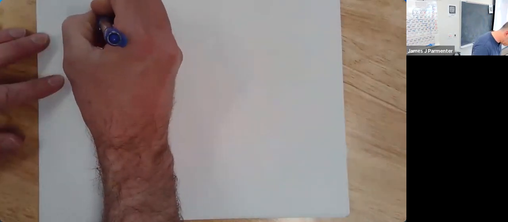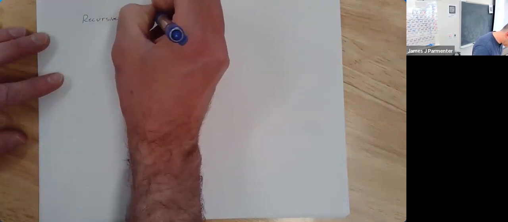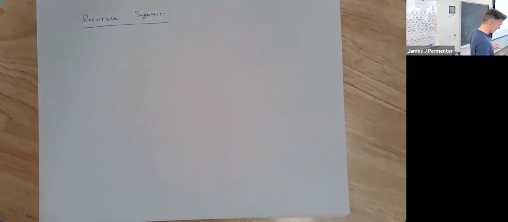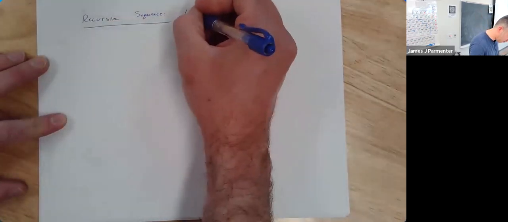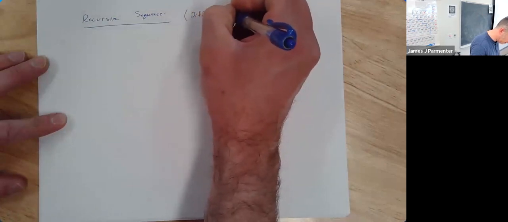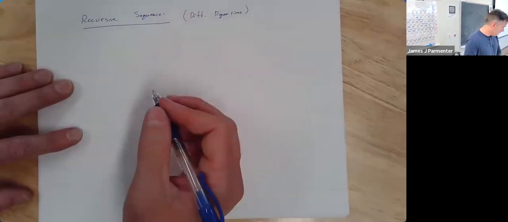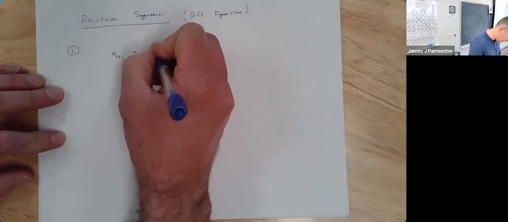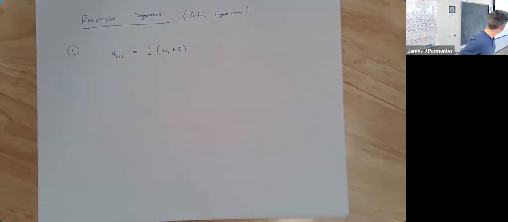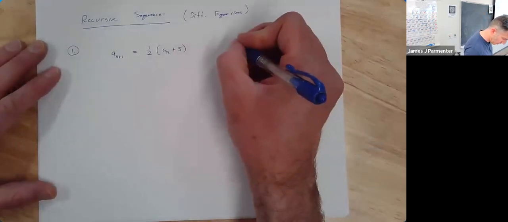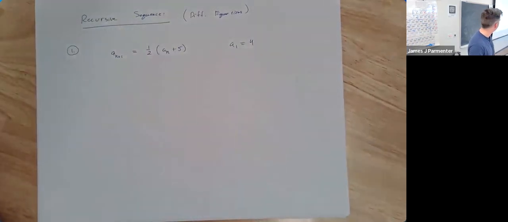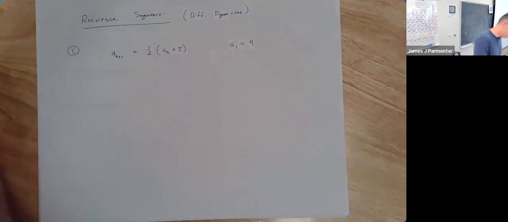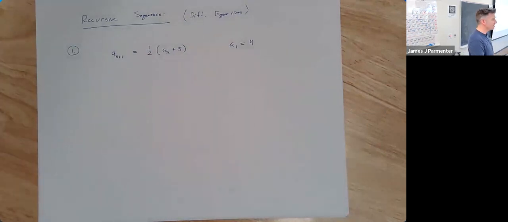So recursive sequences are typically defined in a way where the next term is a function of the previous term. These are also called difference equations, by the way. I don't think your teacher is calling them that, but I think that term pops up in the book. Let's look at an example. Let's say we have a sub n plus 1 equal to 1/2 times a sub n plus 5. And typically with a recursive sequence, you have to be given the initial value. So let's say we start with a sub 1 equal to 4. And so I can start finding some terms. Often for recursive sequences, the terms get gnarly. They are not always super nice.